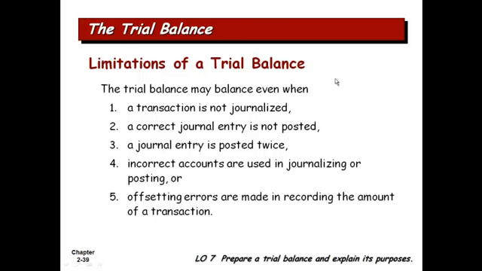However, the trial balance does have its limitations. A trial balance may balance even when a transaction is not journalized. So if we forgot to journalize something, it can still balance. That doesn't mean your accounting is correct. It means the debits and the credits do equal. It may balance even when a correct entry is not posted, or a journal entry is posted twice. It'll still balance. Again, it doesn't mean your accounting is correct. Incorrect accounts may be used in journalizing or posting, or offsetting errors are made in recording the amount of the transaction.